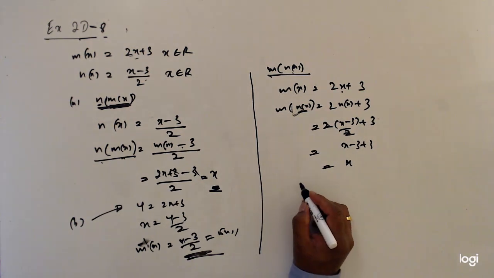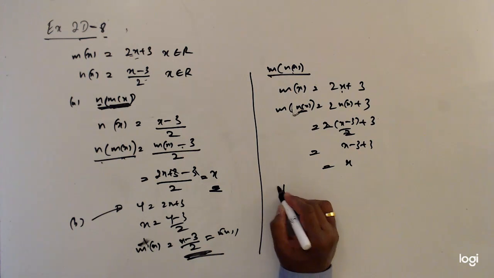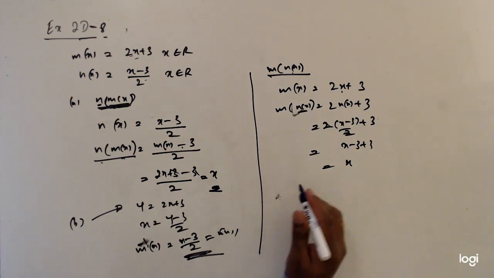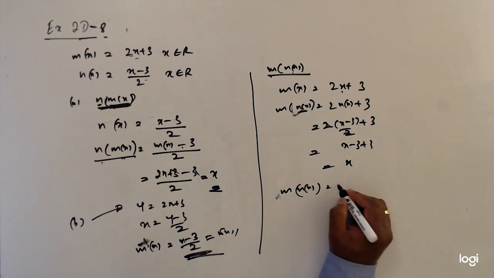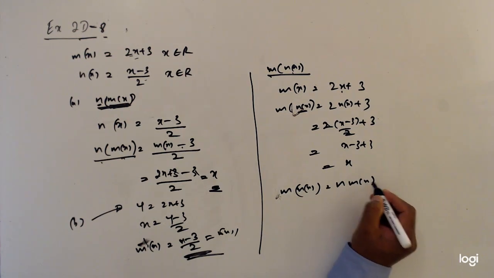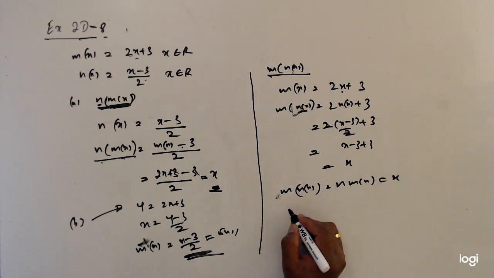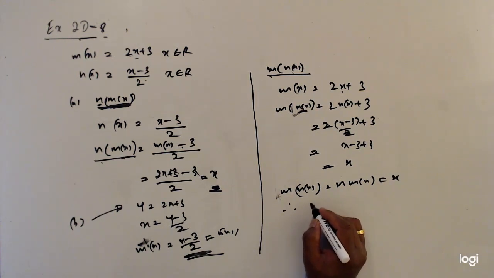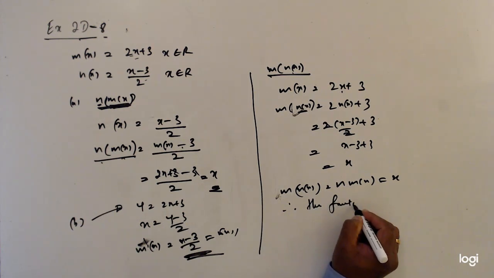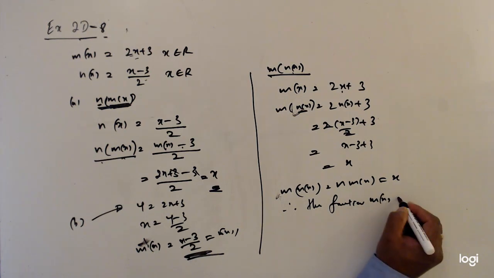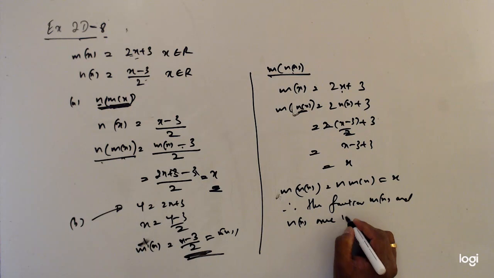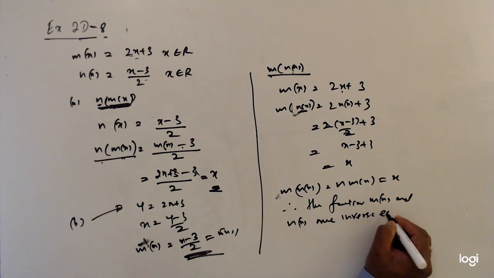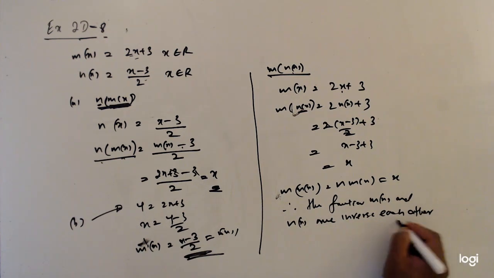So we know that M(N(x)) equals N(M(x)) equals x. Hence the functions M(x) and N(x) are inverses of each other.